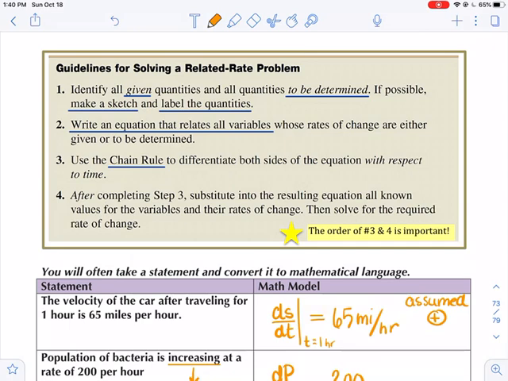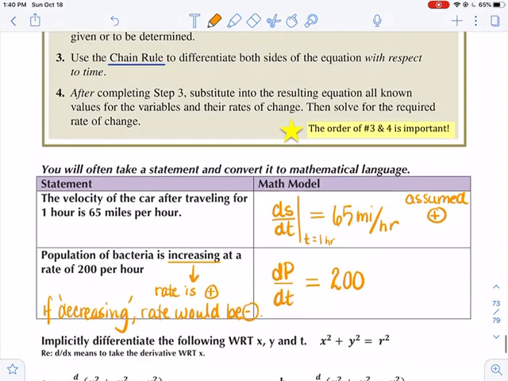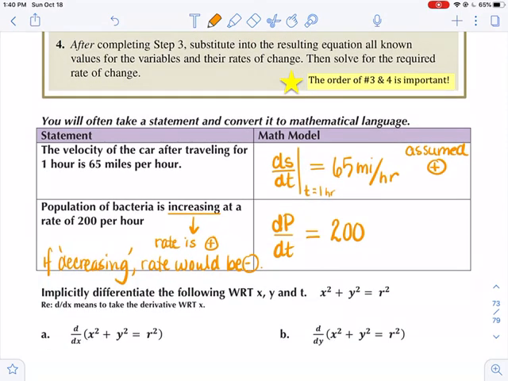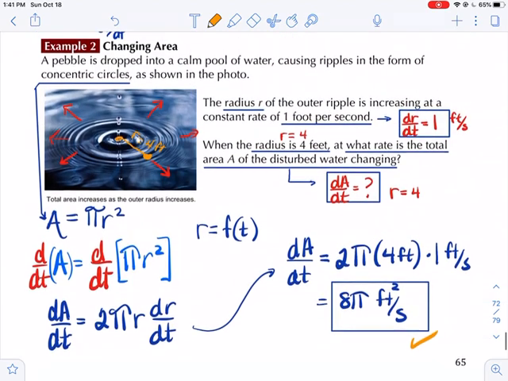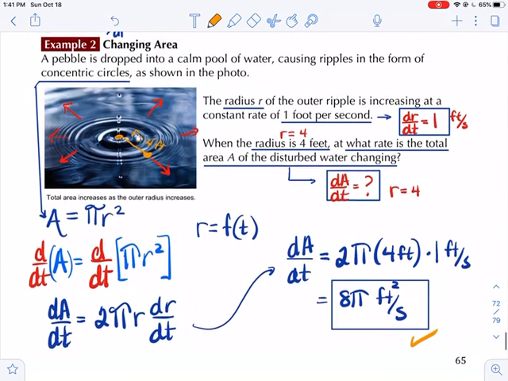Write an equation that relates all variables whose rates of change are either given or to be determined. Then we want to use chain rule to differentiate both sides of the equation with respect to time. After completing step 3, substitute in the resulting equation all known values, as we did. We substituted in the 1 and the 4 for the variables and their rates of change. Then solve for the required rate of change. Let me just double check to make sure that I did that right. 1 foot per second.